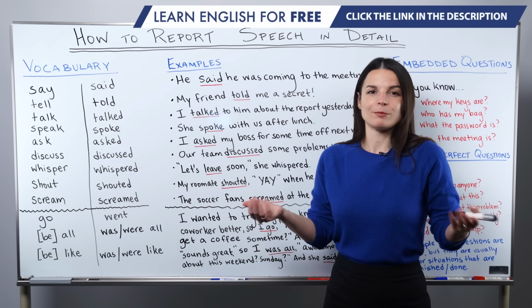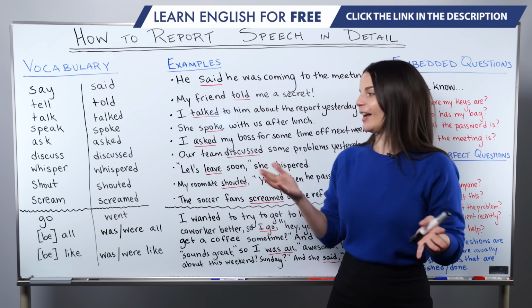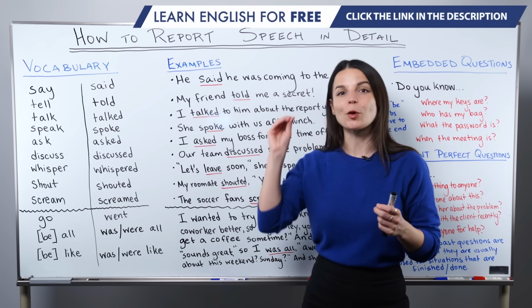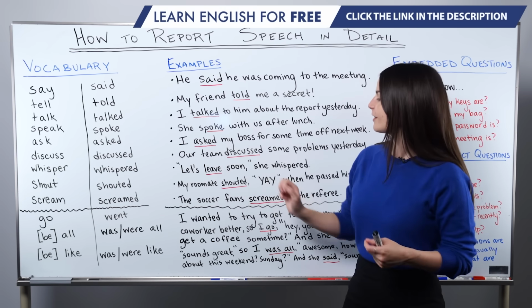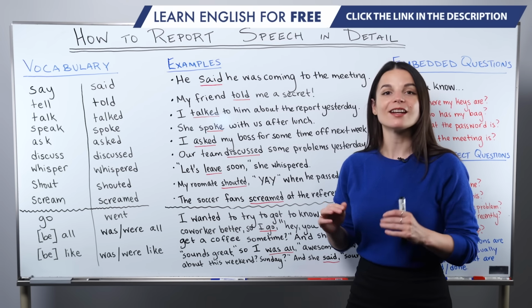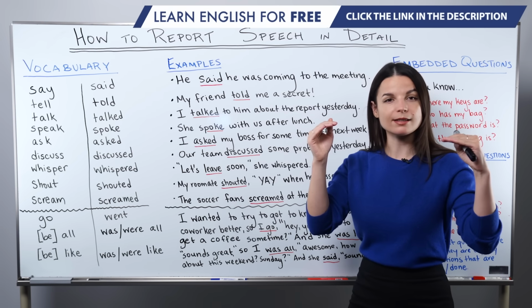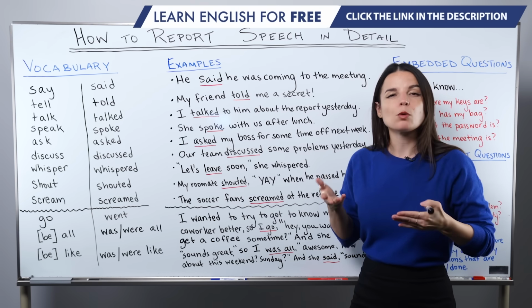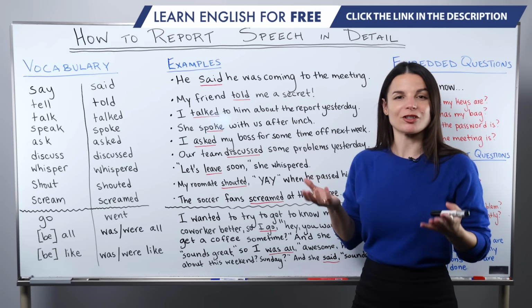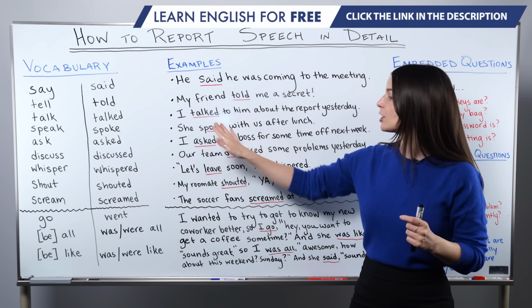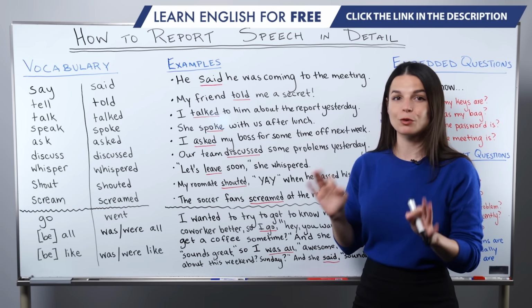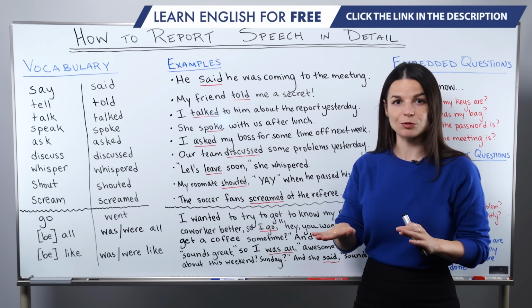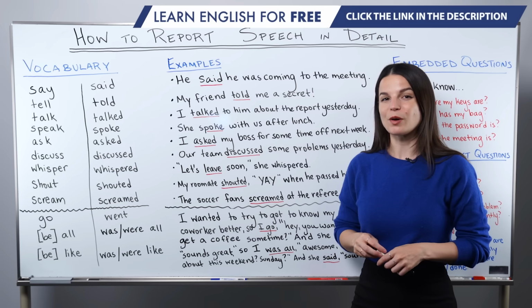So what's the difference between discussed and talked about? As I mentioned, discussed sounds more professional. It sounds more polite, a little more polished. So our team discussed some problems yesterday sounds a little bit more business-like. So you can use this word if you want to make your sentence sound a little bit more professional. Of course, our team talked about some problems is also great. It just sounds a little more casual. So it's up to you which you want to choose.